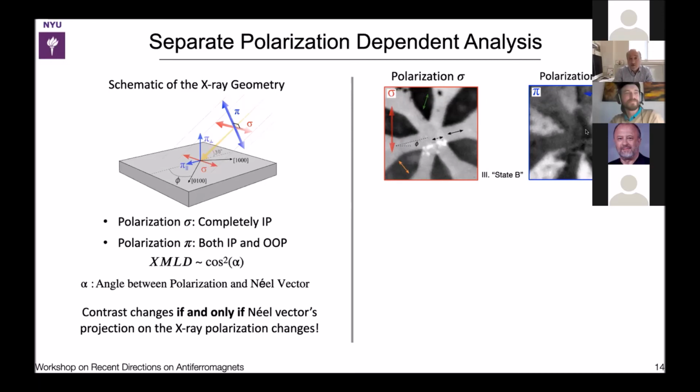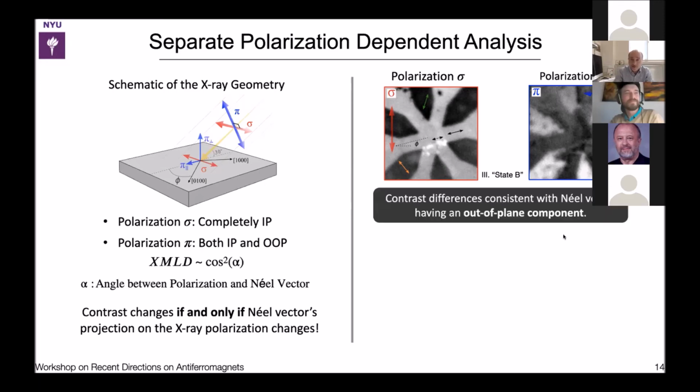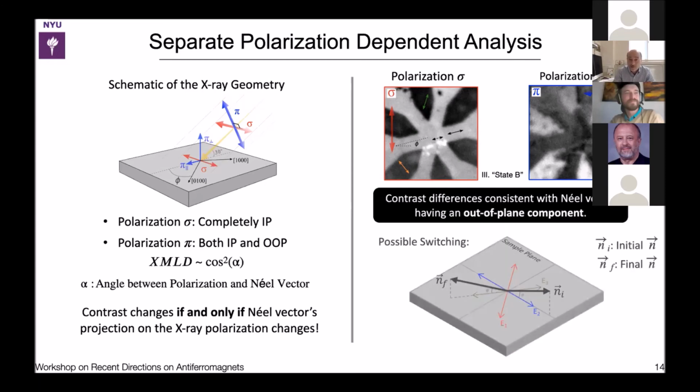And the dark contrast tells us that the antiferromagnetic order is mostly parallel to the polarization. And the light contrast here says the antiferromagnetic order is mostly perpendicular to the polarization. So in this case, mostly along the line. So that's interesting. We have seen the contrast is consistent with the Néel vector having an out-of-plane component.